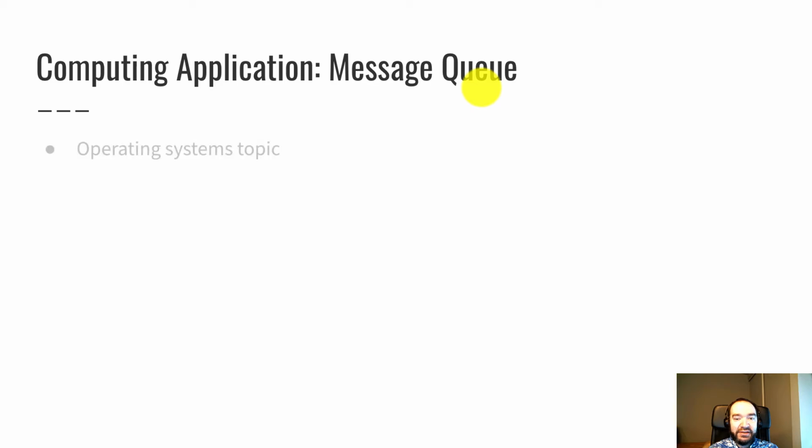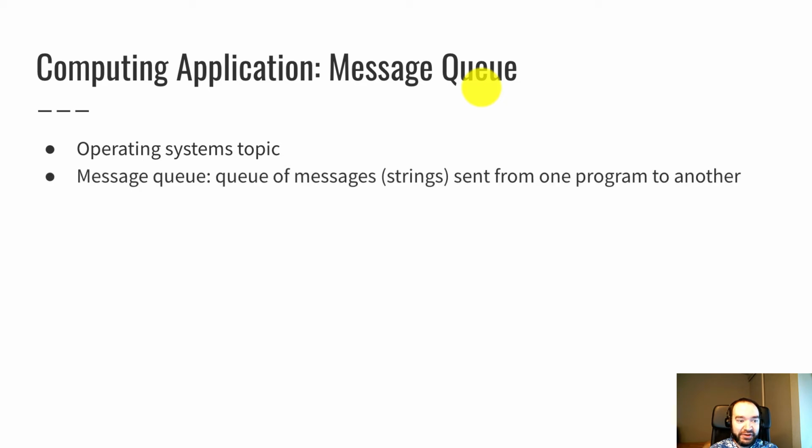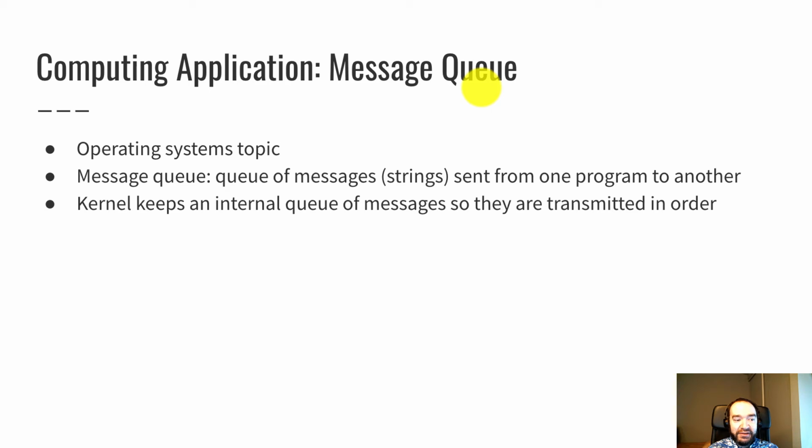One example is a message queue. This is something that is built into operating systems, so this is more of an operating systems course topic beyond the scope of our data structures class. But the point of a message queue is it's a queue of messages that are sent from one program to another. Those messages are basically strings that could contain anything. So this is a mechanism for one program running on your computer to send a message to another program. And the operating system kernel keeps an internal queue of these messages so that the messages get transmitted in the order that they're sent. This is one way of describing inter-process communication, or IPC.